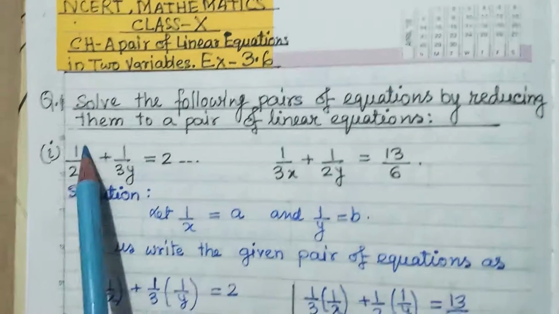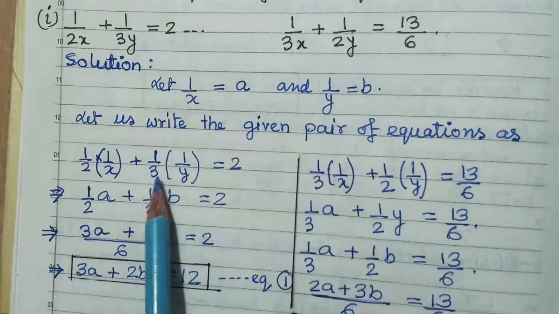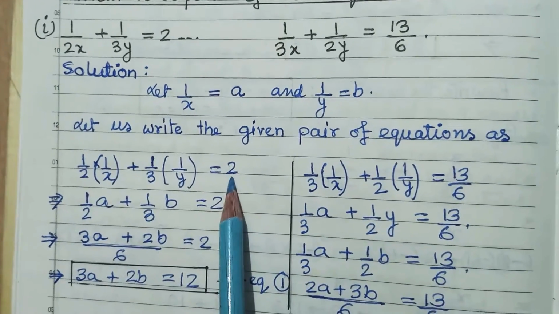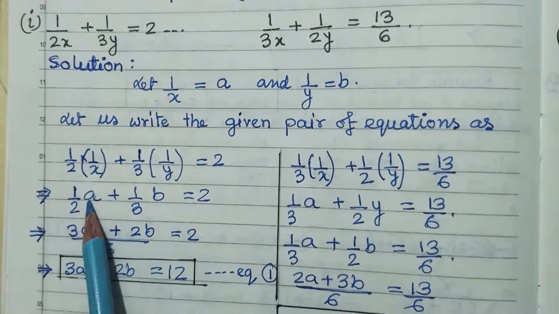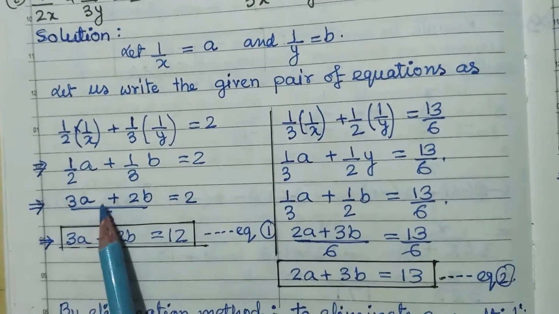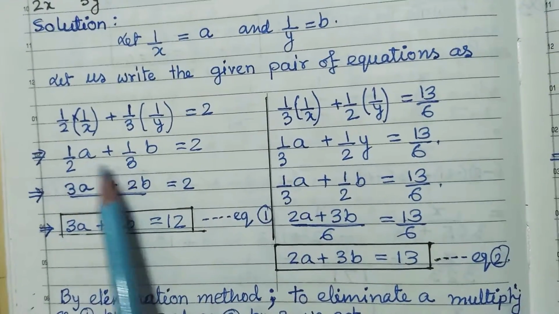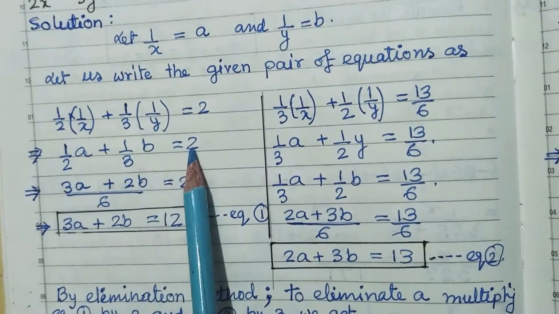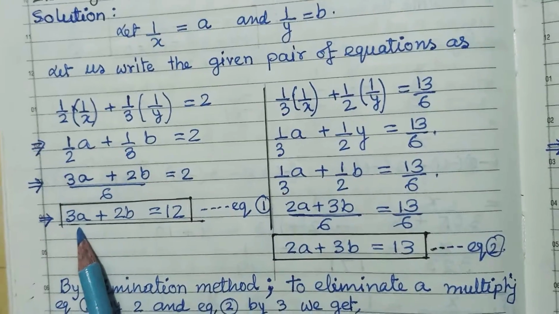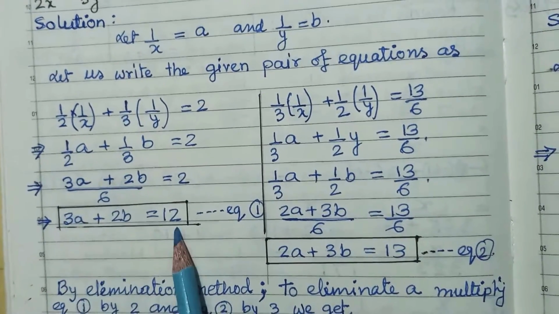So this equation changes to 1/2 into 1/x plus 1/3 into 1/y equals 2. That is, 1/2 a plus 1/3 b equals 2. Now by taking the LCM of 2 and 3, which is 6, it is 3a plus 2b equals 12. It is the first equation.